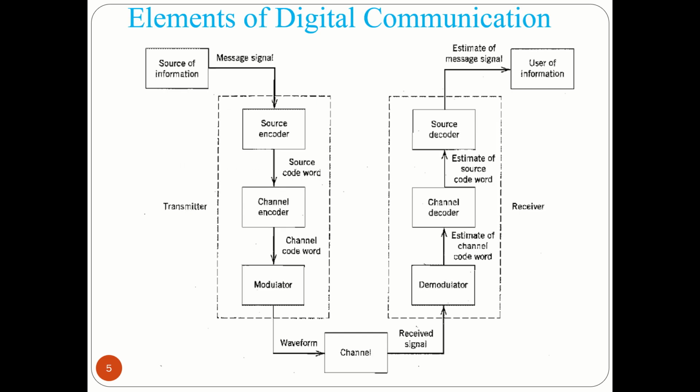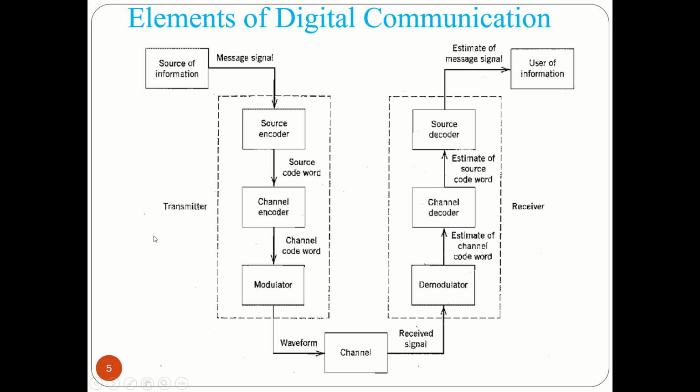Here come the elements of digital communication. As we have seen for general communication systems, we have a source of information from which we get the message signal, and these three sets make the difference for the elements of digital communication. We have a source encoder at the transmitter side, and at the receiver side, a source decoder. Here we have the channel encoder, channel decoder, modulator, and demodulator. This complete setup is available in the transmitter. The inverse process is done by these three sets on the receiver side.